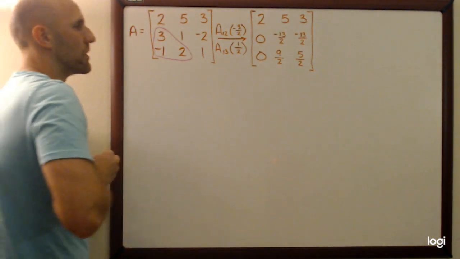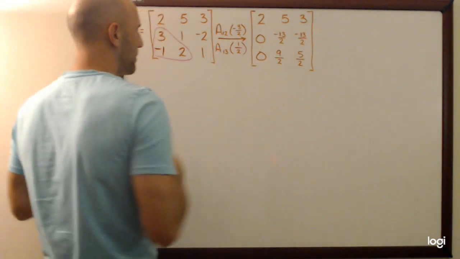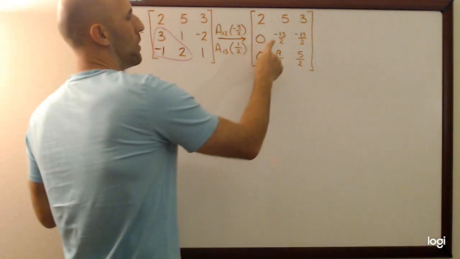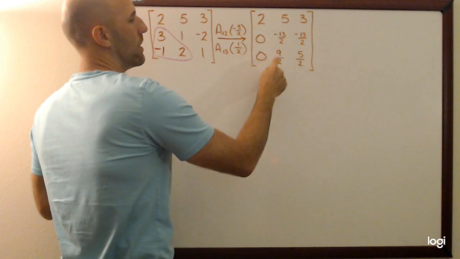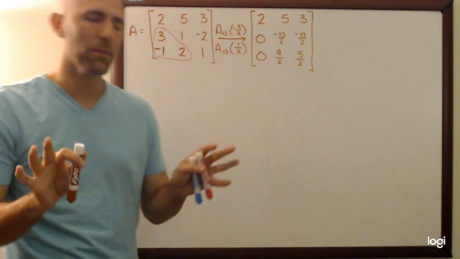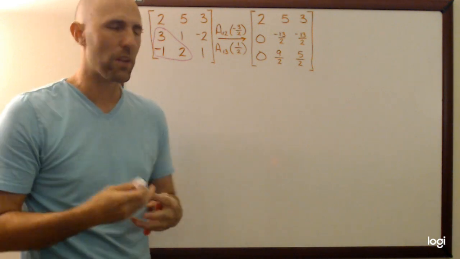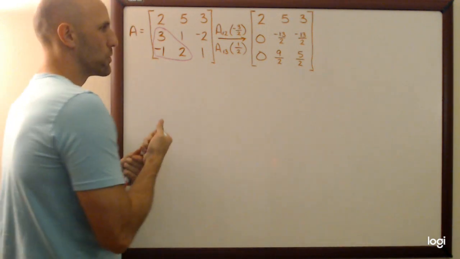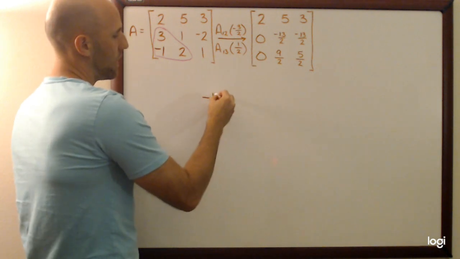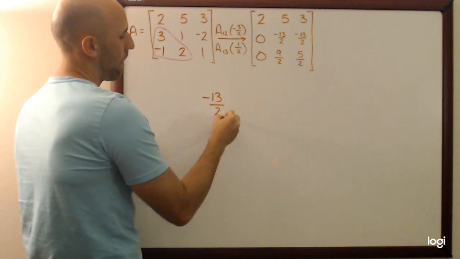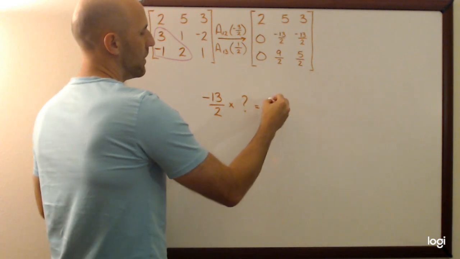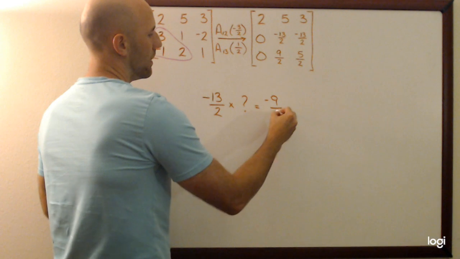This is the last value that I would like to zero out. And so again, I'm asking myself, what multiple of -13/2 added to 9/2 gives me 0? I know, that's not necessarily something that jumps out in your brain, but we can think about it this way. What I'd like to figure out is, what do I multiply 13/2 by to get 9?